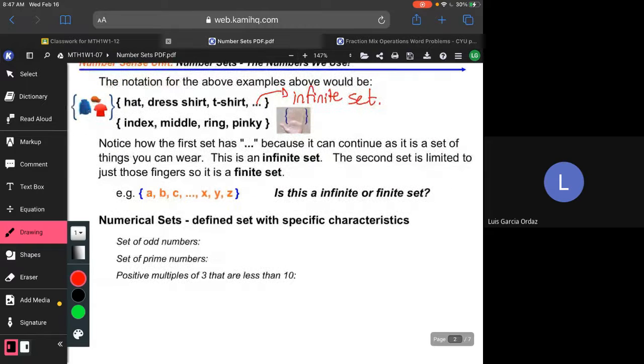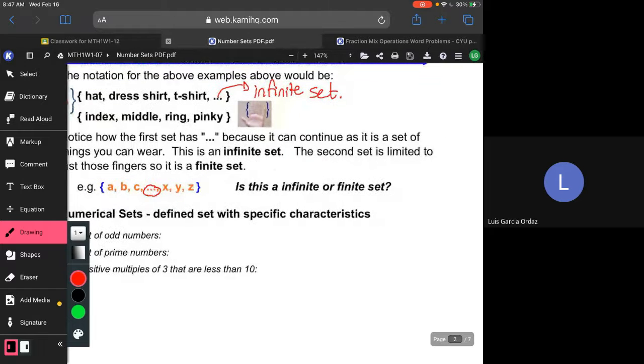So the second set is limited to those fingers because you end off with the bracket and there's nothing after pinky. So pinky, then the bracket ends it. So for example, A, B, C, D, ellipses. We obviously know what's in the middle of the alphabet, X, Y, Z. Is that an example of a finite set or an infinite set? The letters of the alphabet. Okay. Finite. Finite because there are only 26 letters in the alphabet.